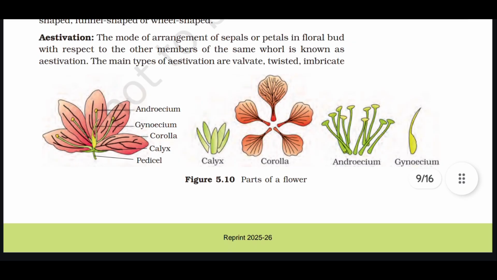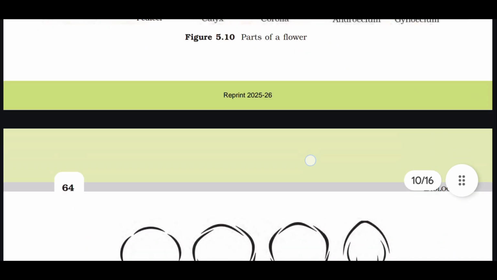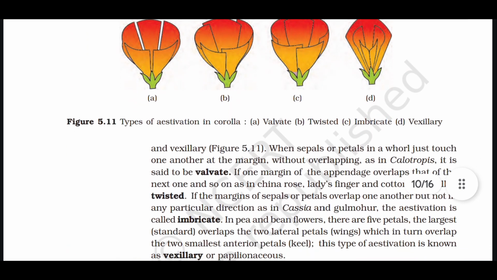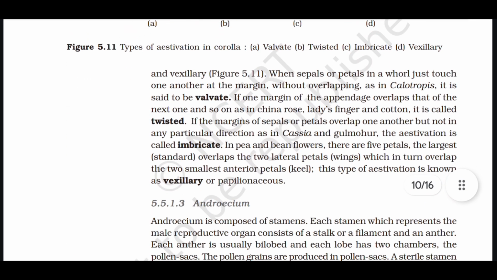Estivation. The mode of arrangement of sepals or petals in floral bud with respect to the other members of the same whorl is known as estivation. The main types of estivation are valvate, twisted, imbricate, and vexillary. When sepals or petals in a whorl just touch each other at the margin without overlapping, as in calotropis, it is said to be valvate.